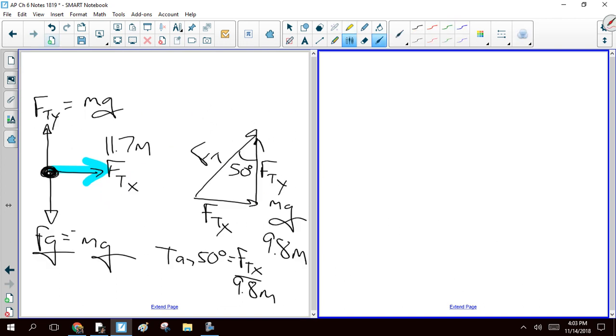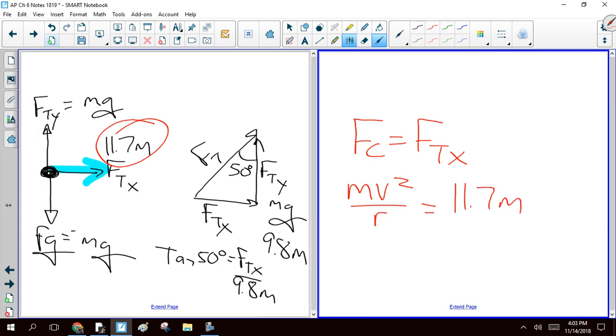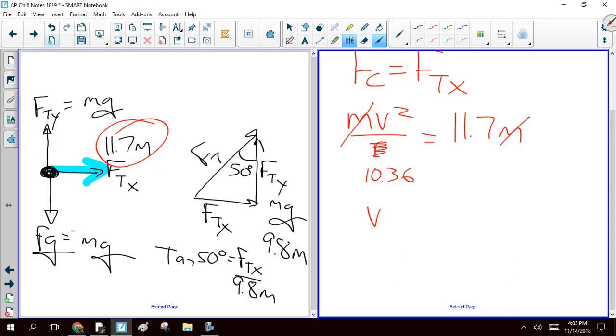So now the centripetal force is F_tx. So mv squared over r is F_tx, which we had decided was 11.7 m. So the m's cancel. We know our radius. Remember our radius was what, 10.36? So multiply both sides. v squared is going to be 11.7 times 10.36. So multiply, take your square root, and your velocity turns out to be really close to 11 meters per second.